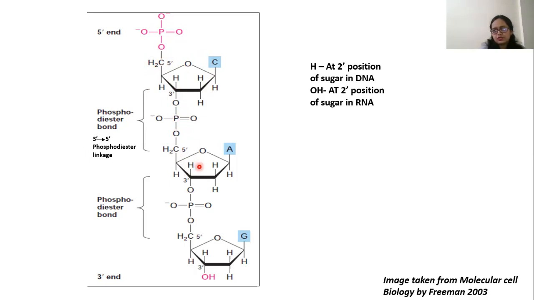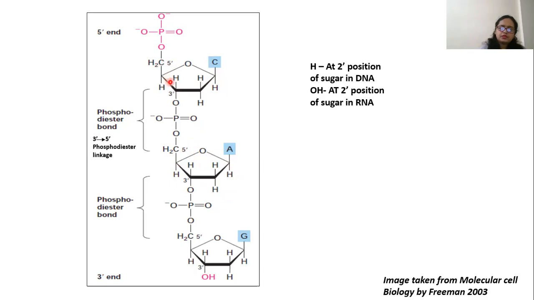Here in this polynucleotide chain, I have shown 3 nucleotides. In the first nucleotide, cytosine is present at the 1' position and is linked by the N-glycosidic bond. While in the second nucleotide at the 1' position, adenine is present and is linked by the N-glycosidic bond. So bases are linked to the pentose sugar at their 1' position by means of N-glycosidic bonds.